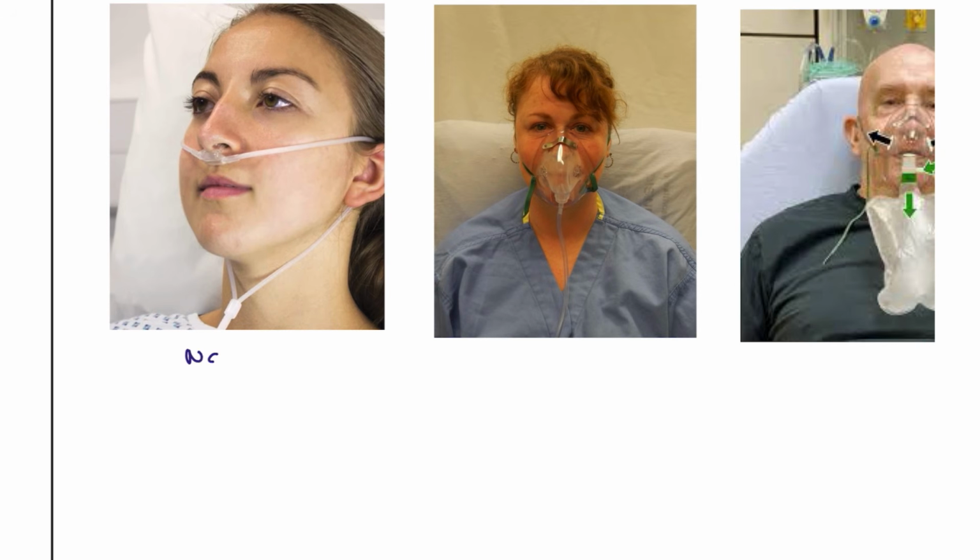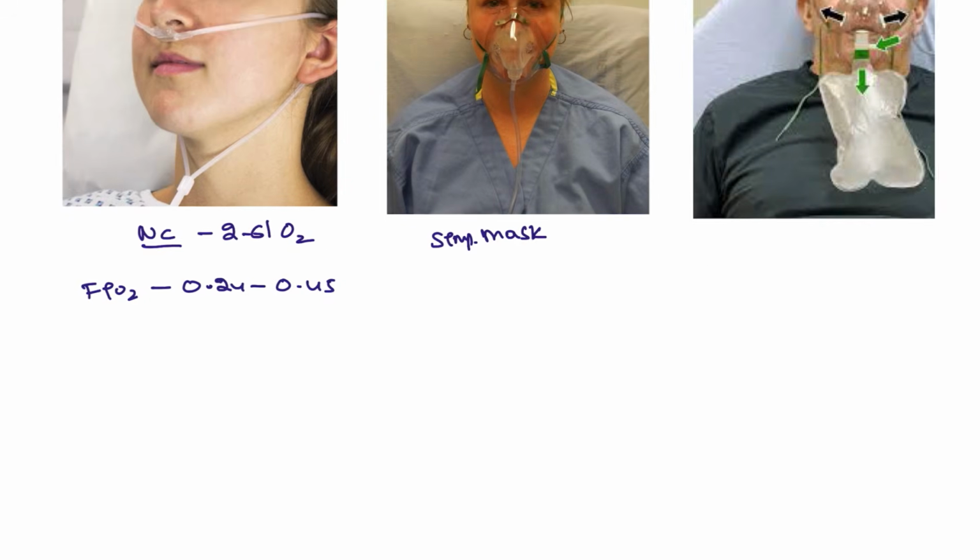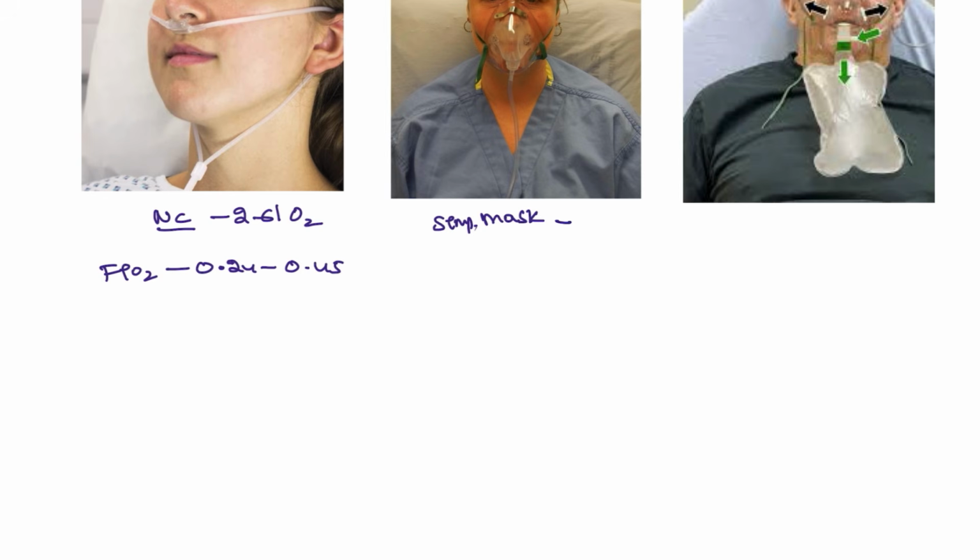If you are using the nasal cannula, it is going to give around 2 to 6 liters of O2, and the FiO2 can be maintained between 0.24 and 0.45. And here this is a simple mask, right? So this patient is having the simple mask. The simple mask carries around 6 to 8 liters of O2, and the FiO2 will be around 0.44 to 0.60.